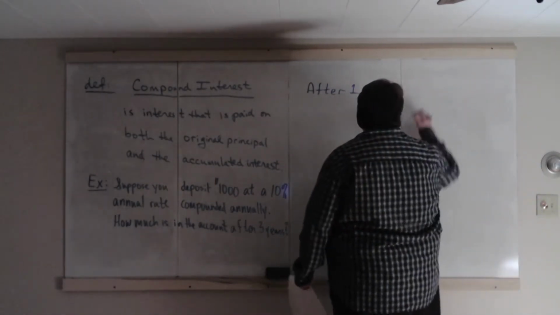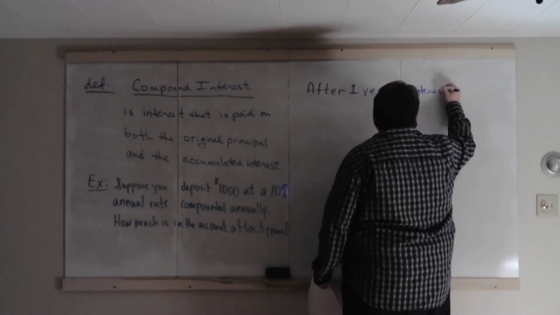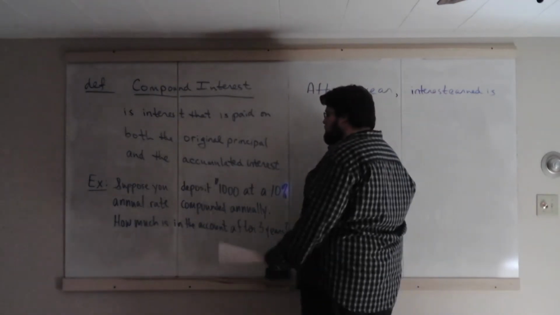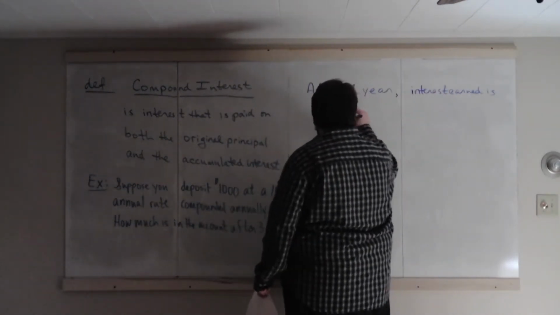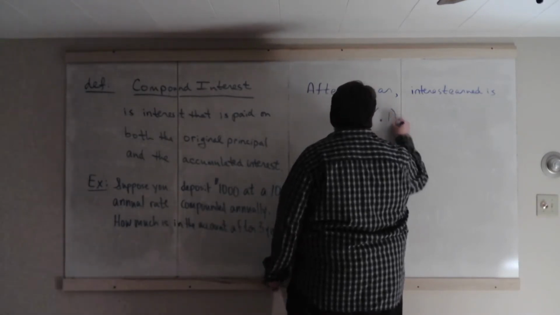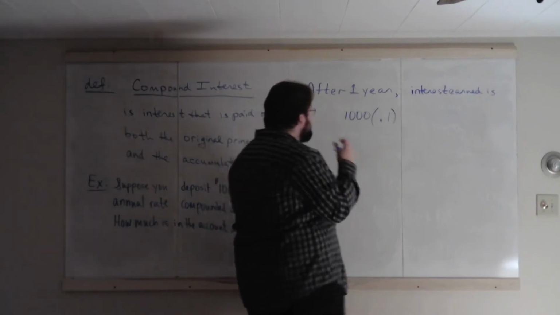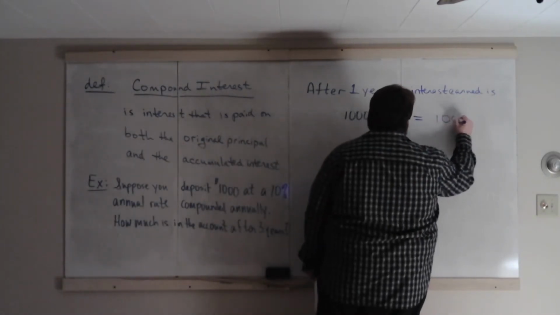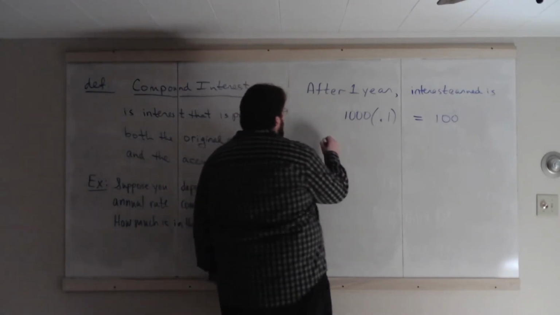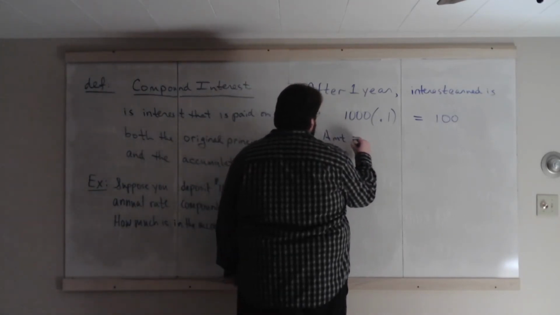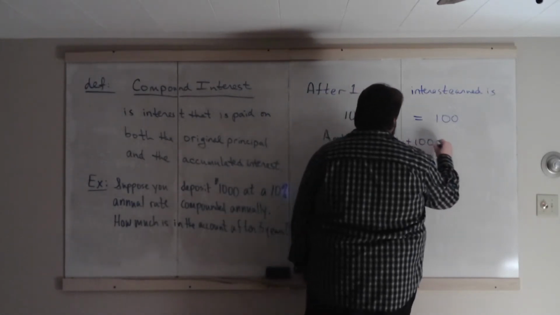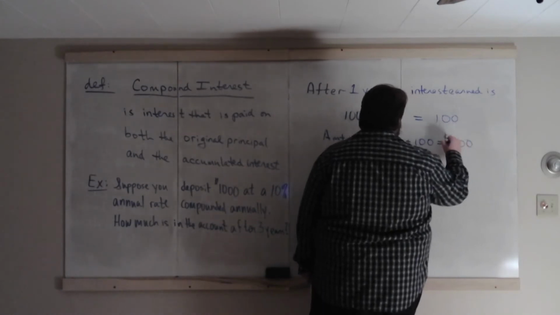So let's say after 1 year, interest earned is what? Well, what's the interest earned? You deposit $1,000 and it earns 10% in a year. 10% again is 0.1. So the interest earned is $100 after the first year. And then also, still under after 1 year, the amount in the account after 1 year is $1,000 plus the 100 in interest, which is $1,100.